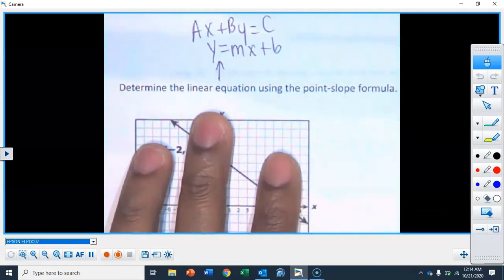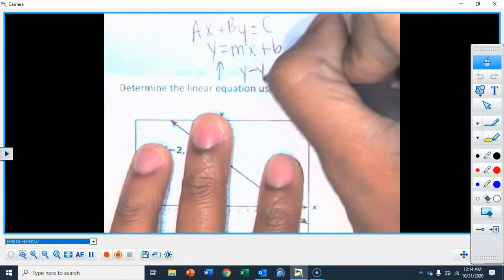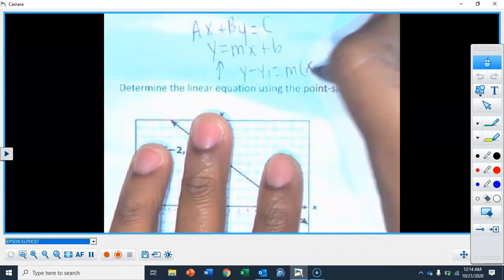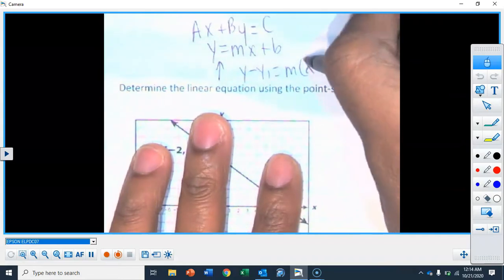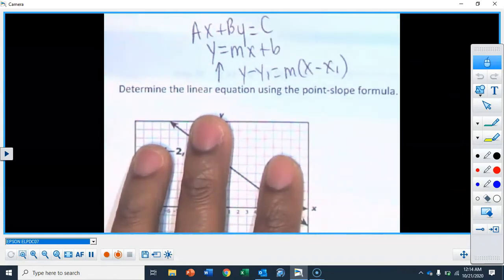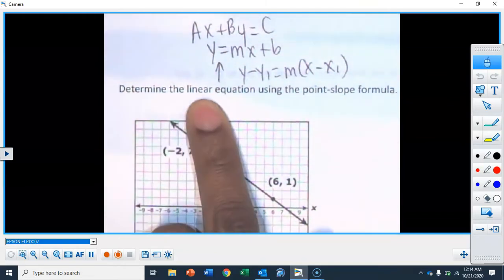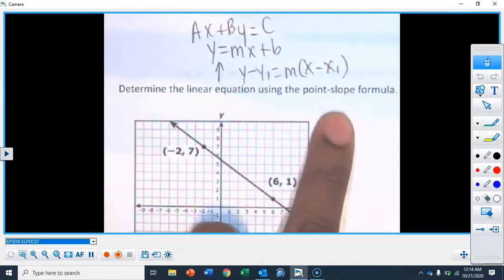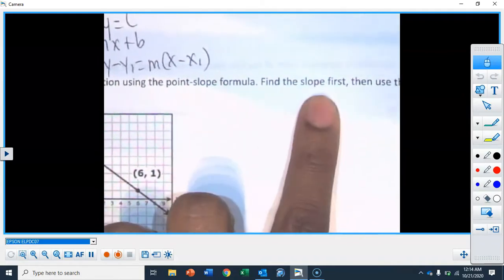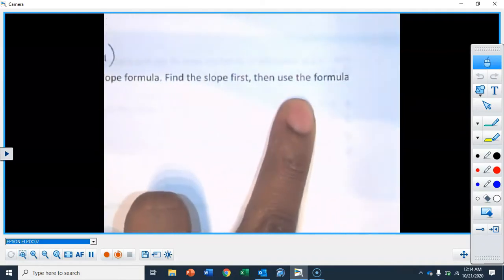Okay, they want it in either one of those, or point slope. They may want to leave it like this. So anytime you see them talk about an equation or function, they want a line. In this case, they give you a line. It says determine the linear equation using point slope formula. Find the slope first, then use the formula.